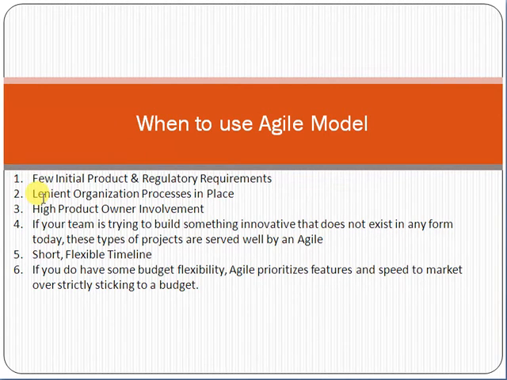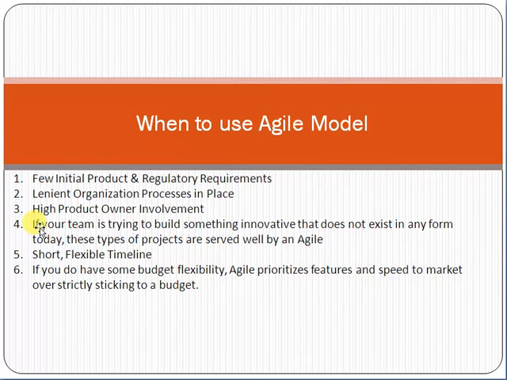The next one: for example, organizational processes are very lenient, not rigid. So again, it is better to use the agile model. The third point is if the product owner involvement is very high, like he is asking when to deliver, what things are going on, he is asking about scoping and deliverables, and he is fully involved with the project. So again, it is better to use the agile model.